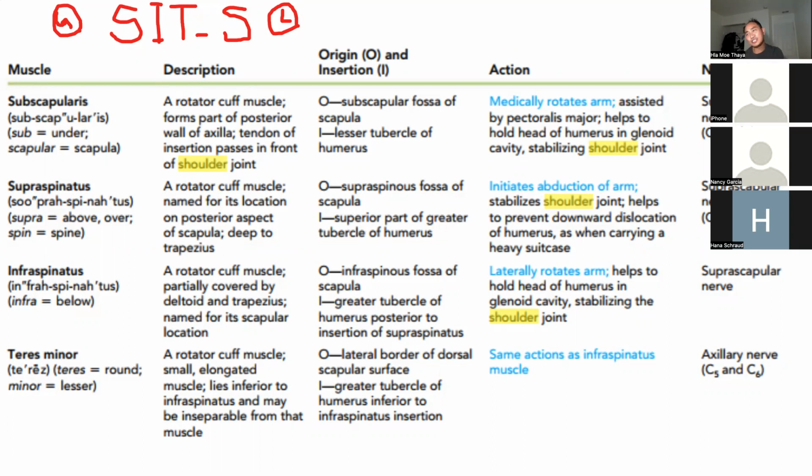They will go and attach to the greater tubercle of the proximal humerus, and they will originate from the supraspinous fossa and infraspinous fossa. So these are the actions of this muscle: rotation of the arm, abduction of the arm, and medial and lateral rotation of the arm.